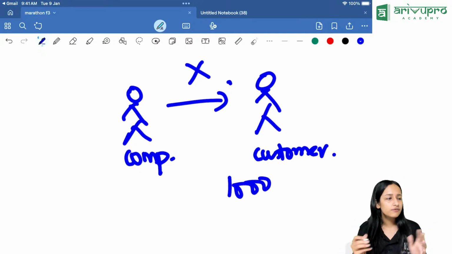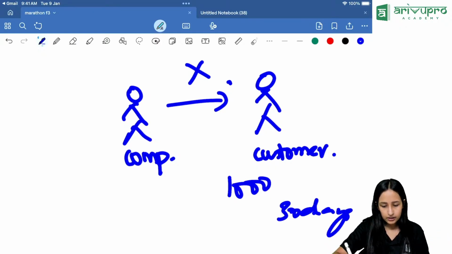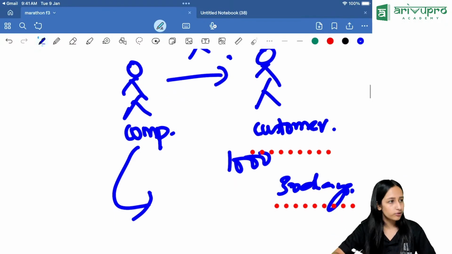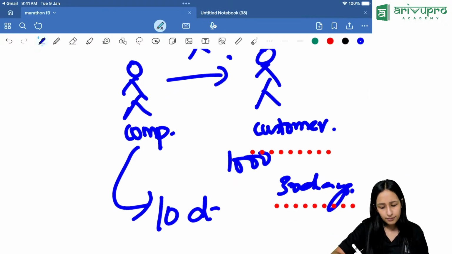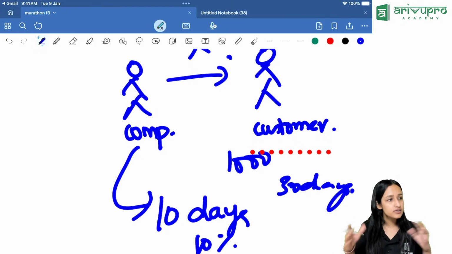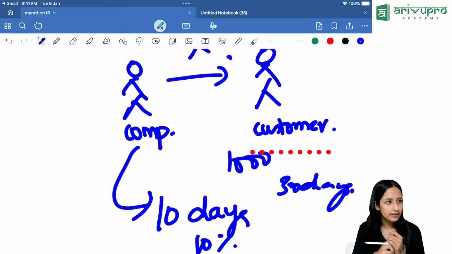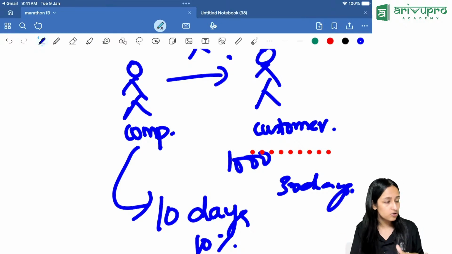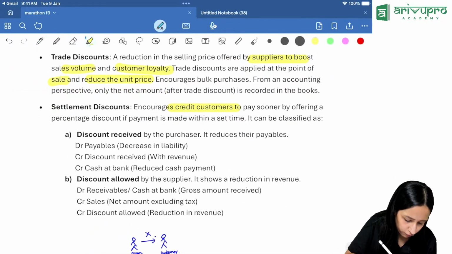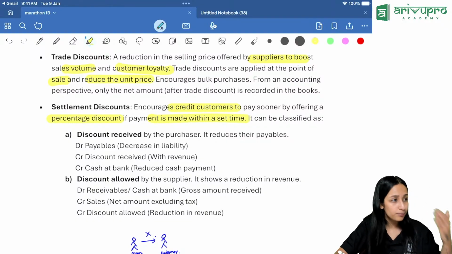Okay, now the customer will also be like, okay, fine, I'll take it on credit, I'll pay it back later, within 30 days or something. Now you will tell, okay, 30 days, that's a long time, what should I do about it? So then you'll tell, okay, if you pay me back within 10 days, I'll give you a 10% discount. And then the customer will be so happy with this lucrative offer. He's like, okay, fine. So if I pay within 10 days, I will get a discount. That's an amazing offer. I think I should take it up. So that is called settlement discount. You offer a percentage of discount if payment is made within a set time.